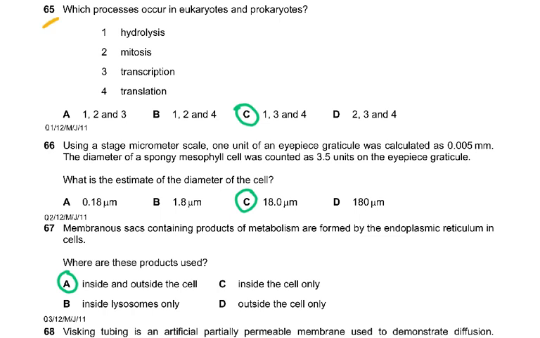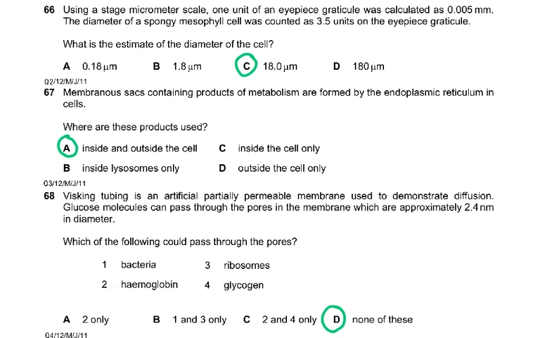Then question 65, which processes occur in eukaryotes and prokaryotes? Hydrolysis, mitosis. Mitosis never occurs in prokaryotes. Bacteria divide by binary fission. Prokaryotes divide by binary fission, and that was a clue that if you didn't know this, you're going to get this wrong. So transcription, you haven't done. Translation, that is of course what you had to understand. It was 1, 3, and 4.